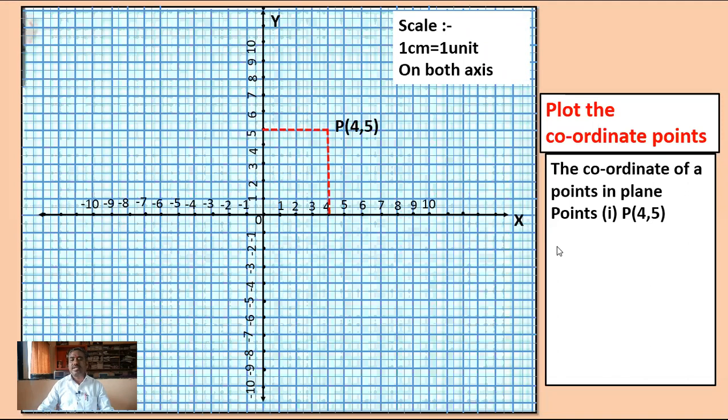The second point is also plotted on the graph paper. The second point is Q. The x coordinate is -6 and the y coordinate is 7. The x coordinate is -6, so this point -6 is on the x axis, and the y coordinate is 7, so this point is 7 on the y axis. Drawing the perpendicular lines, we get point Q as the coordinate point on the graph paper at this point.